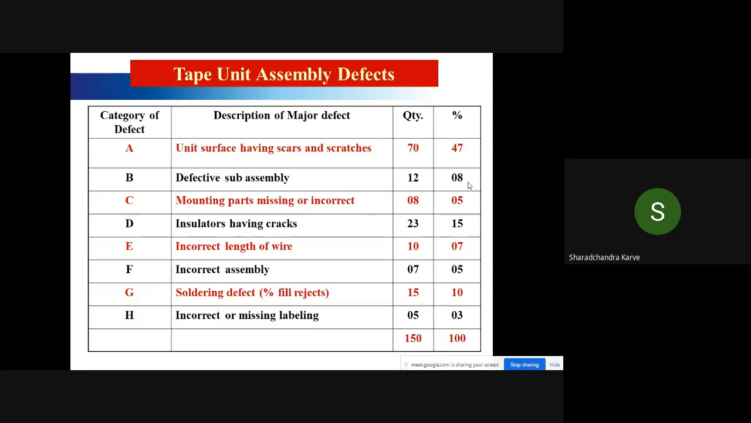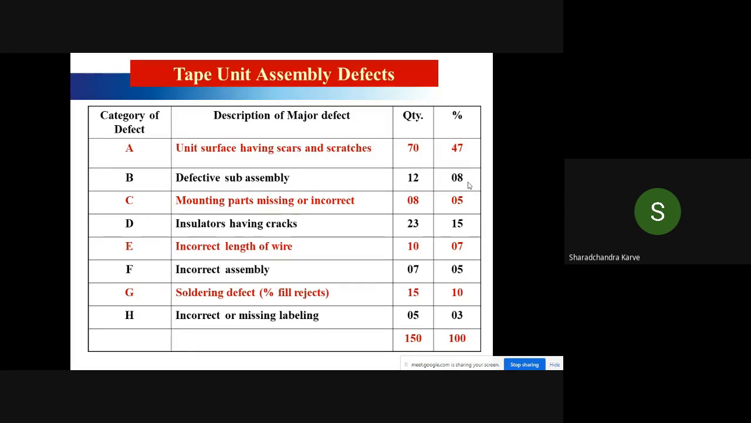Okay. So I have a category of defects A to H. Then the description is written for that A to H. And I also have the number of defects for that particular category out of 150. And I also have a percentage, that is, 70 divided by 150 is 47. So if I sum all these percentages, it comes to 100.